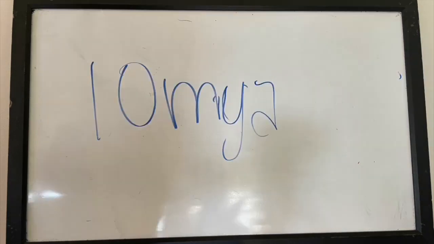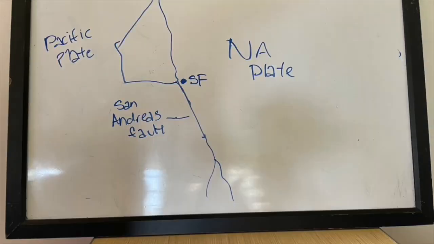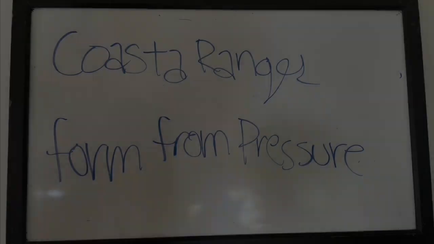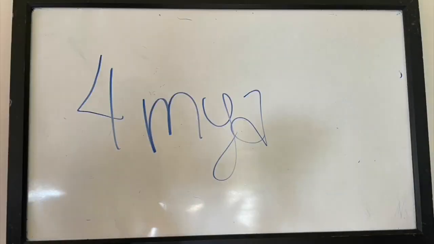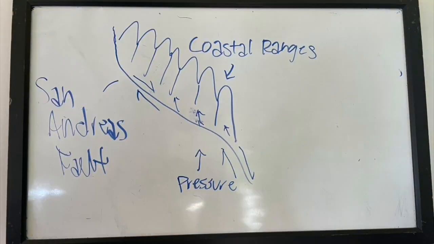After extending north for 20 million years, the San Andreas Fault arrived in the Bay Area 10 million years ago. The coastal ranges were formed 4 million years ago by the result of pressure between the Pacific and North American plates. The ranges were then folded and folded, creating the ridges and valley features of California.